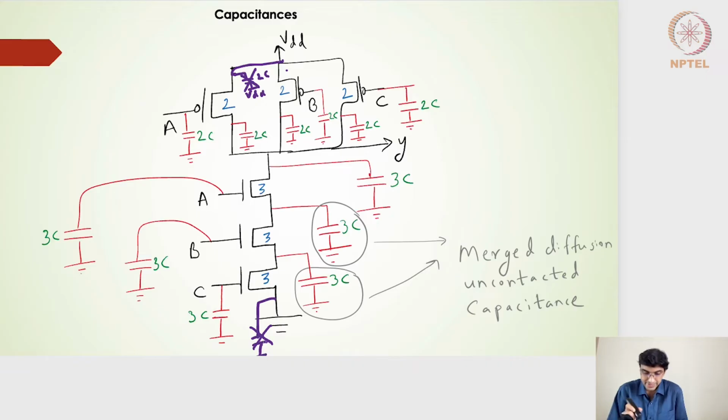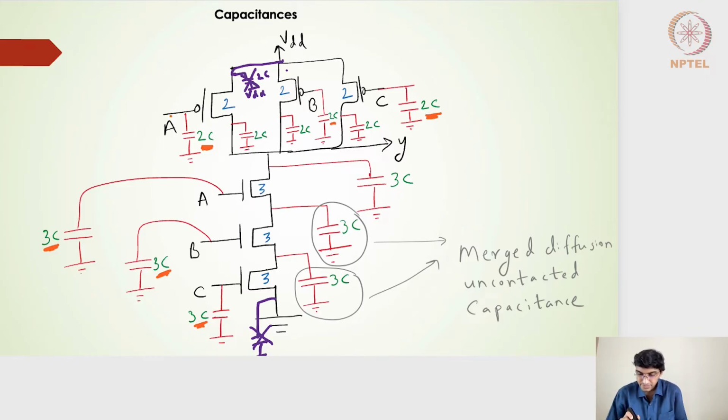We have the gate capacitances. The gate capacitance is much easier to understand. If the width is 2, the gate capacitance is 2C. The gate capacitance from the B of the PMOS is 2C, and then the gate capacitance on the C transistor on the pull-up side is 2C. The gate capacitances on the pull-down side for a transistor of width 3 are nothing but 3C, 3C, and 3C. This is the gate capacitances.